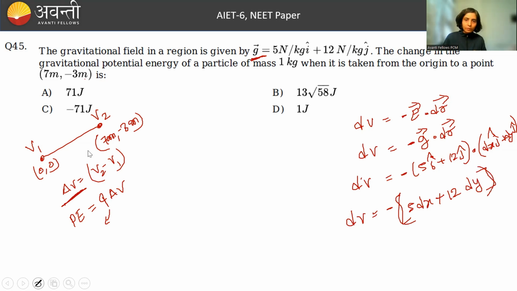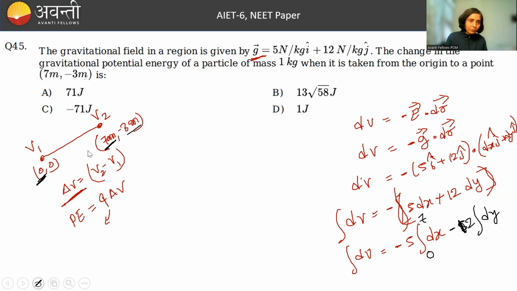Now we have to calculate V, so we integrate dV. The integral becomes minus 5 dx, where x varies from where to where? We are taking the particle from the origin to (7 m, -3 m), so initially x is 0 and finally x is 7. So write 0 to 7 for minus 5 dx, and minus, not 5, this is 12, so minus 12 dy, and y varies from 0 to minus 3.